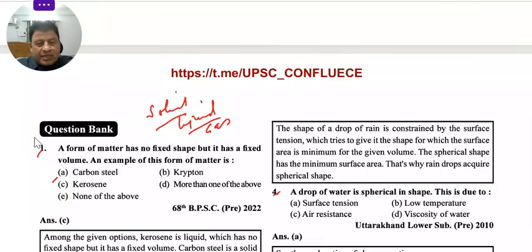Now come to the question 4. A drop of water is spherical in shape. This is due to, state question है, surface tension. Surface tension क्या है? It is the property of the liquid due to which it tries to minimize its surface area. Okay.